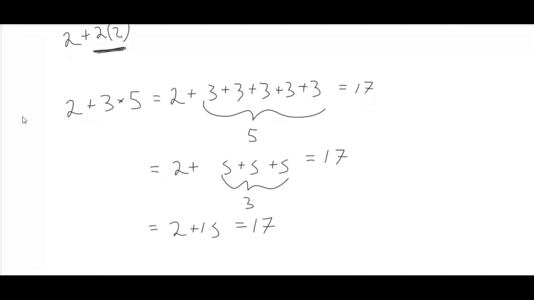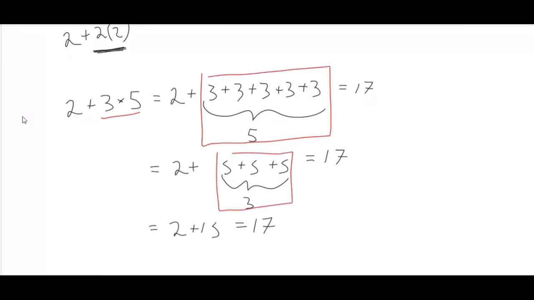Whether you interpret this symbolism as meaning something like this, or meaning something like this, or meaning something like this, this is just 3 different ways of writing the exact same thing. Sorry, 4 different ways of writing the exact same thing. Okay, so multiplication has to be first.